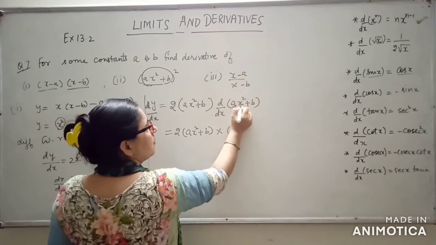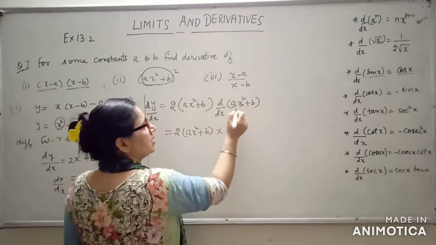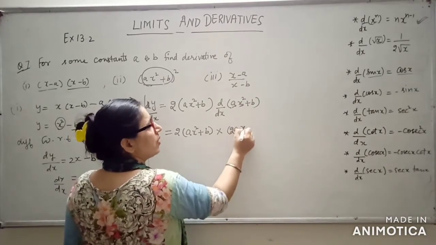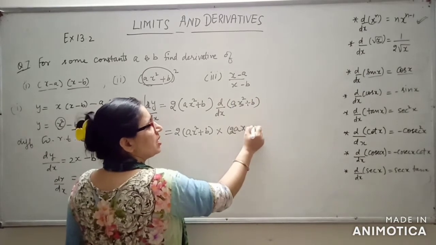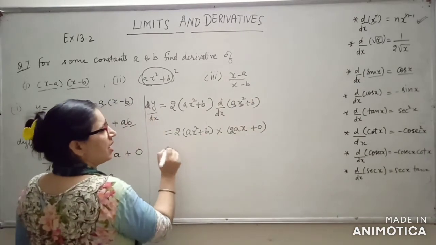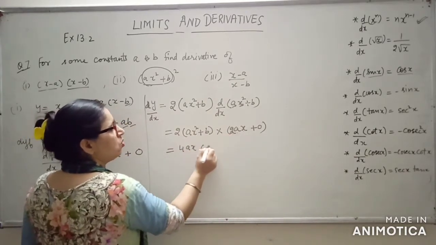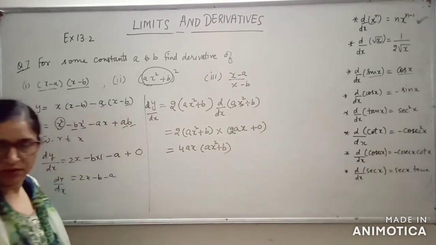Because a is multiplied with this x square, I will write this a as it is, and I will write down the derivative of x square. The derivative of x square is 2 into x. The 2 comes out, the power of x reduces by one, and the derivative of plus b is 0. So what do you have? This is 2ax into 2, that is 4ax into (ax square plus b). Okay. So this is done.